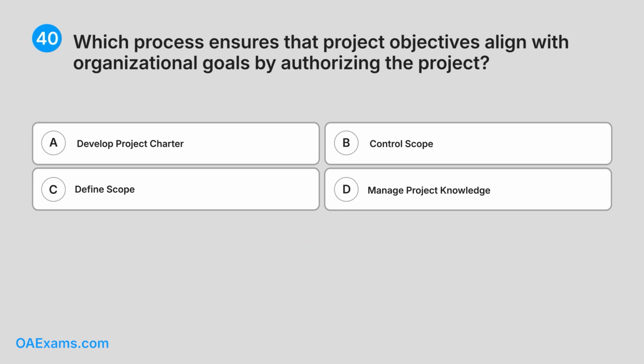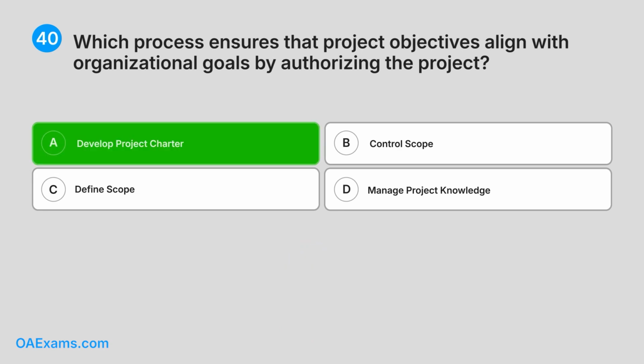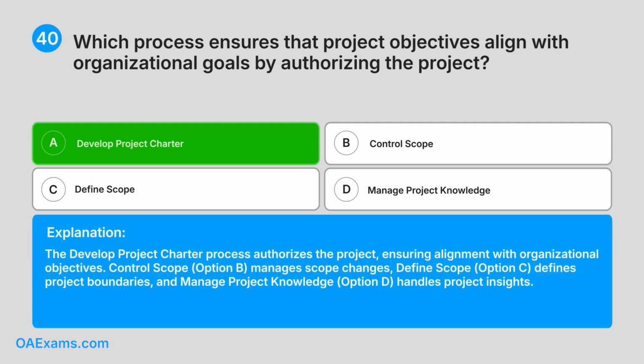Correct answer A. Develop project charter. Explanation: the develop project charter process authorizes the project, ensuring alignment with organizational objectives. Control scope, option B, manages scope changes. Define scope, option C, defines project boundaries and manage project knowledge. Option D handles project insights.